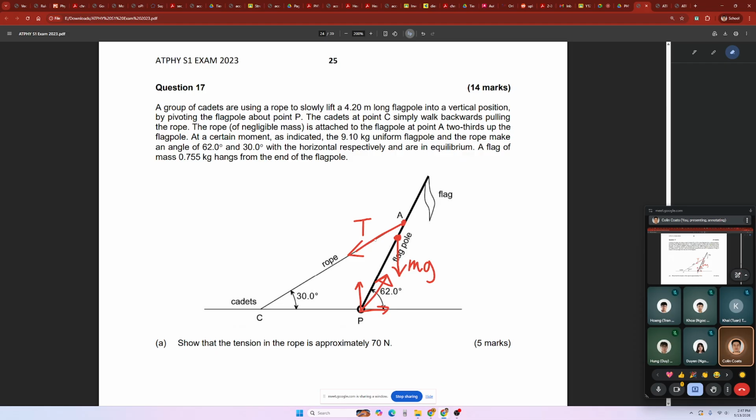That's all we have. We only have tension from a rope, we have the weight force of the flagpole, and we have where the flagpole touches the ground. So that's a very good assumption of which direction that is, okay?